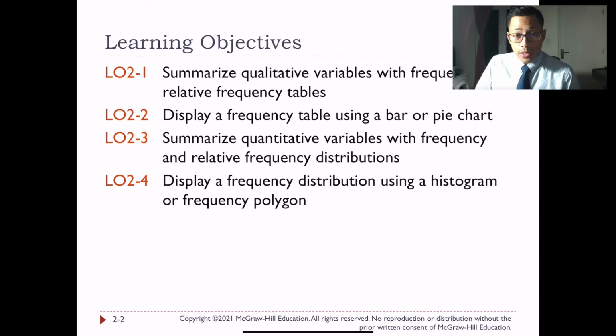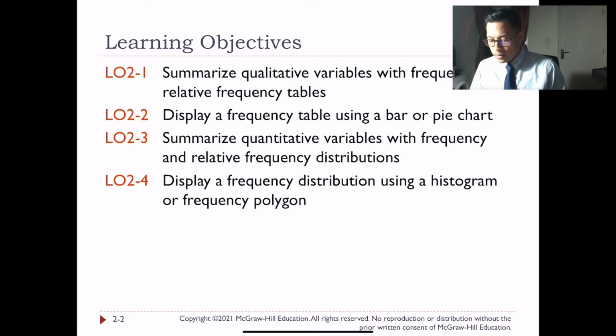So the learning objectives of this lecture are: 1. Summarize qualitative variables with frequency and relative frequency tables. 2. Display a frequency table using a bar or a pie chart. 3. Summarize quantitative variables with frequency and relative frequency distributions. And fourth, display a frequency distribution using a histogram or a frequency polygon.